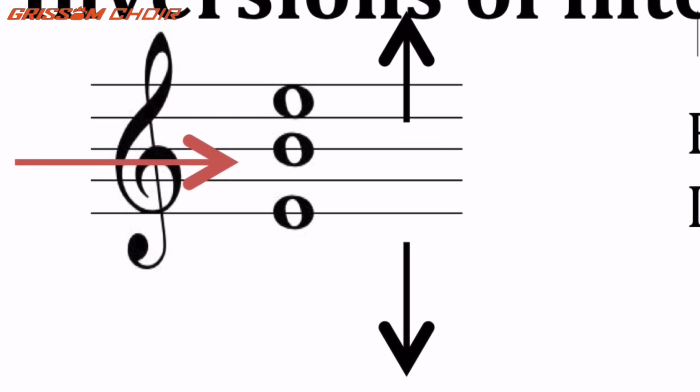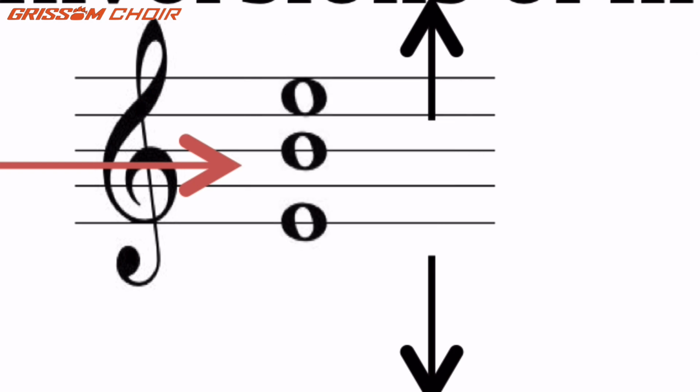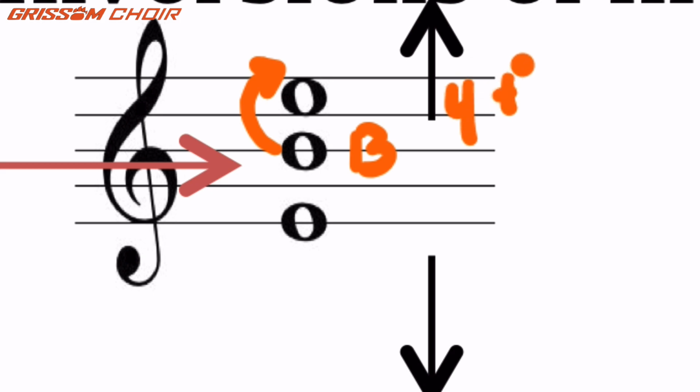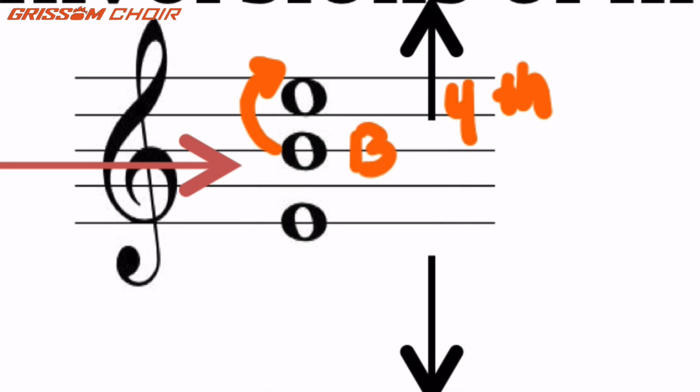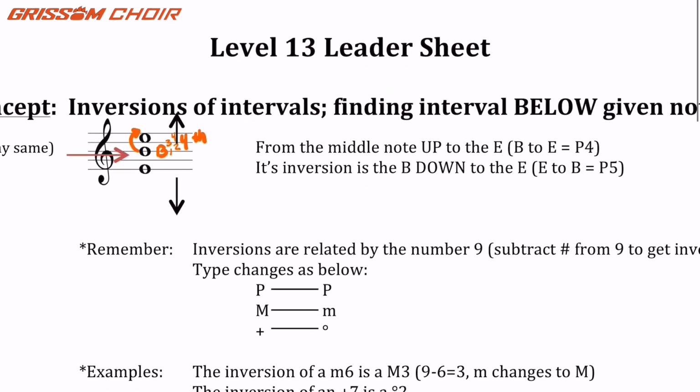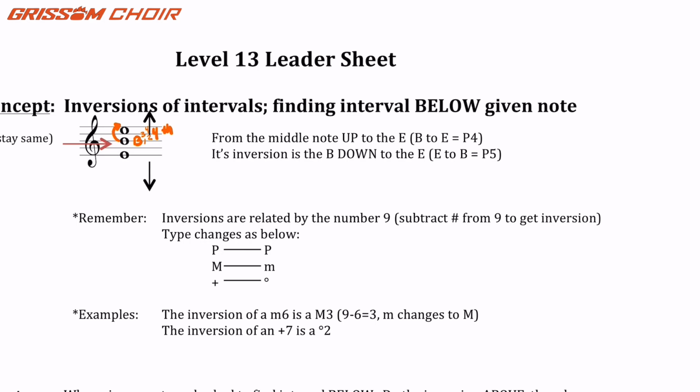Looking at this first example, the first note is a B. This note up to the top note is an interval. That would actually be an interval of a fourth. We're counting the bottom note as 1, so that would be 1, 2, 3, 4. We land on that note. So that B up to an E is a perfect fourth.